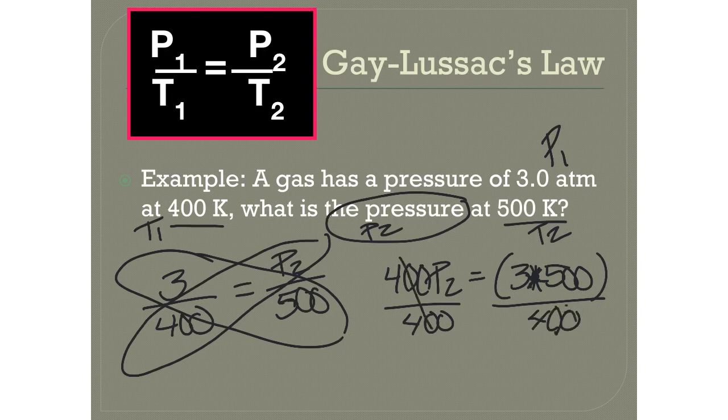So those cancel out. So my P2, if I plug and chug that out, I'm going to end up with 3.75. And again, it's a pressure, and we're working with units of atmosphere, so my label is going to be ATM.